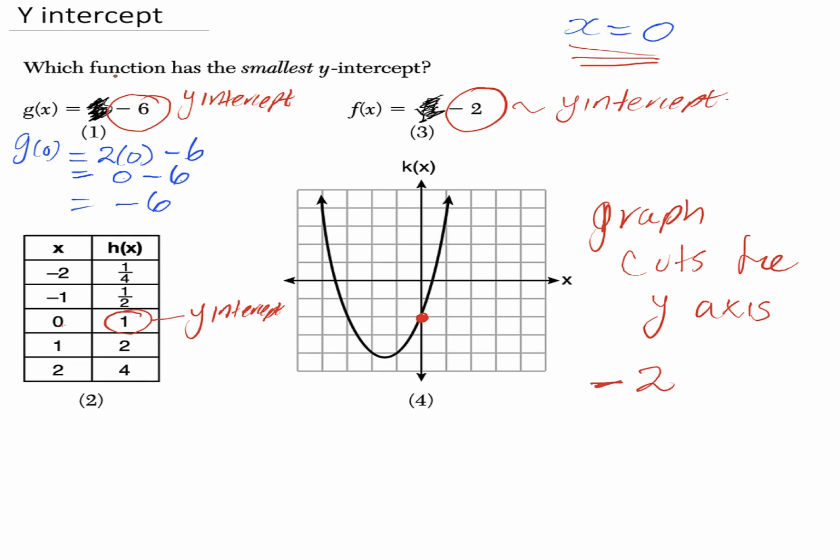So the question says, which function has the smallest y-intercept? And who has the smallest y-intercept? 1 was negative 6, 2 was 1, 3 was negative 2, and 4 is negative 2. Your smallest would be negative 6. Because remember, the further you go away from 0, the smaller you become. So your answer for this question is number 1. g of x, which equals 2x minus 6, is your function with the smallest y-intercept.